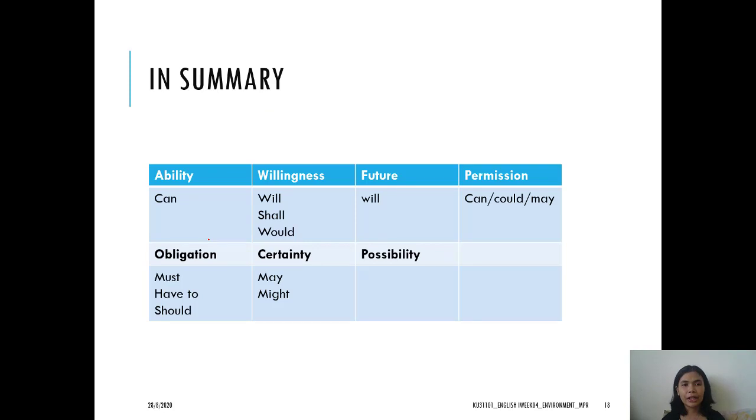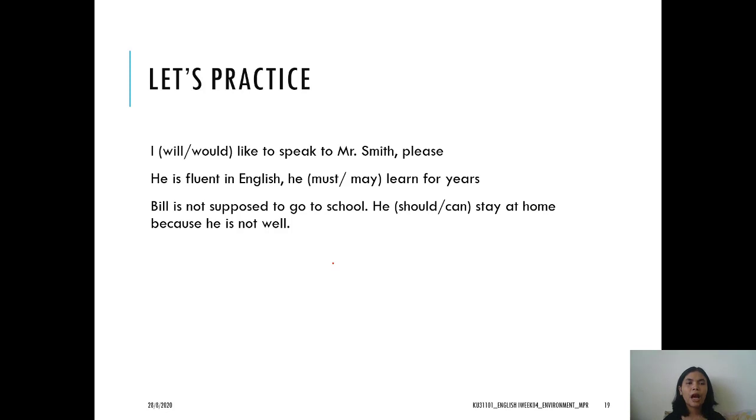So in summary, you can see over here, can be used in some uses, may can be used in some uses, and then will can also be used for some uses, and so on. Okay, so have a look by yourself over here. I gave you some practice. Please do it by yourself, and remember, you need to be able to identify the context first before you decide which modal is the correct modal to use. Okay?